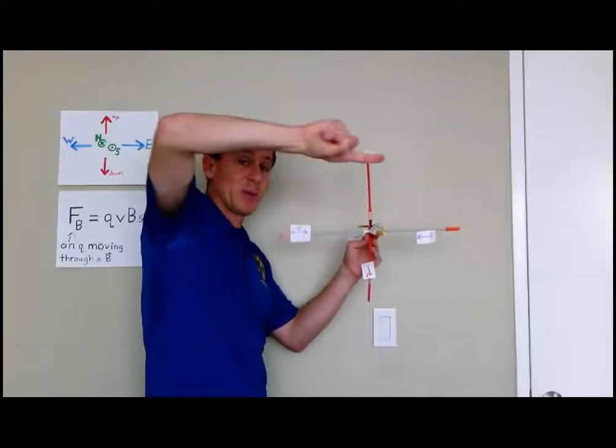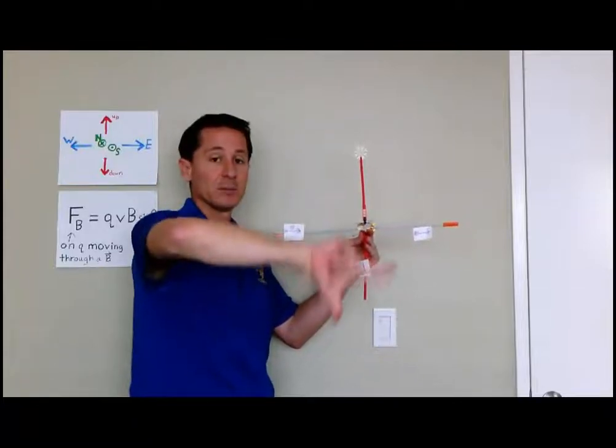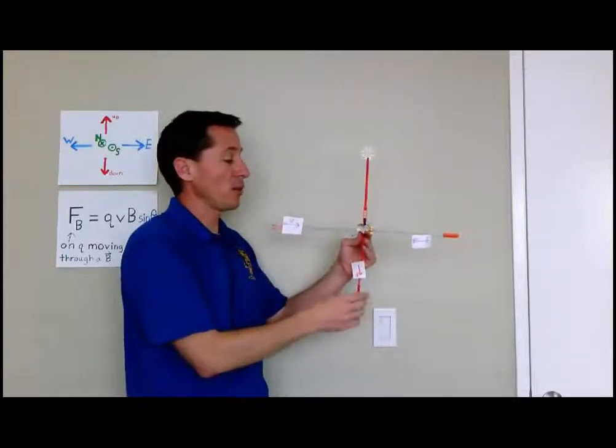So V is this way. Magnetic field is this way. The force is down. Okay? So narrow it down to up or down.